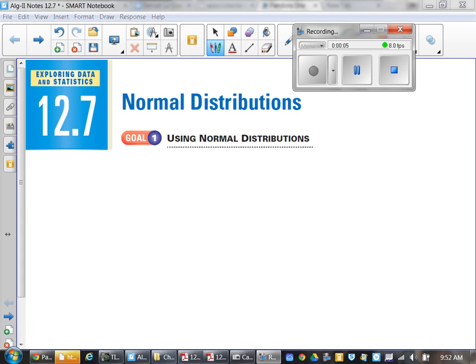Normal distributions are basic. Guys, come on. Normal distributions, you've probably seen a little bit of it before. You've seen or heard of the bell curve?